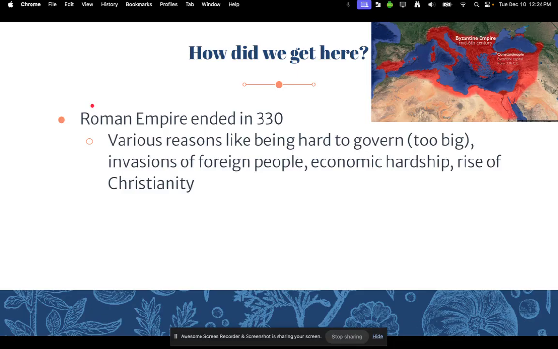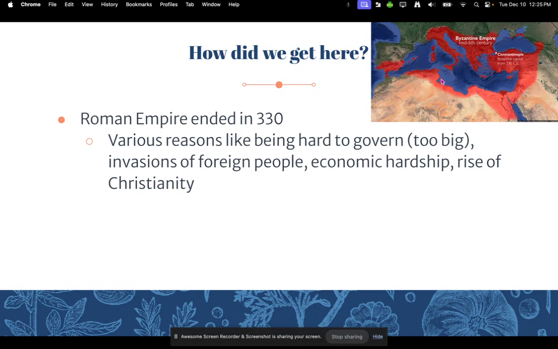So, how did we get here? We got to kind of reverse back in time. So let's head back to Unit 4. We talked about how the Roman Empire ended in 330. And there's various reasons for this, like being hard to govern because it was just super big, as you can see on this map. This red area is all the Roman Empire.